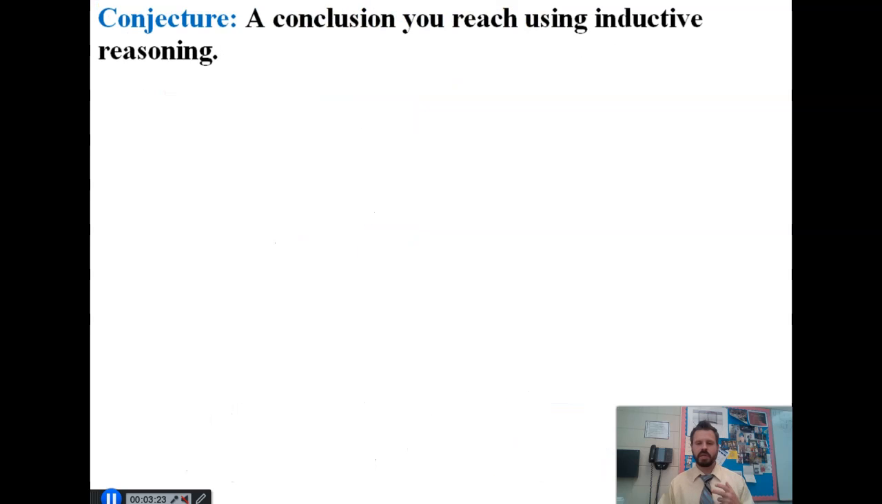All right, so when we're using inductive reasoning and figuring out what those patterns are, we're making a conjecture. Okay, a conjecture is just a conclusion you reach using inductive reasoning. So basically we made conjectures about the patterns in the last problem. Okay, and we'll use that word conjecture as we move forward today.